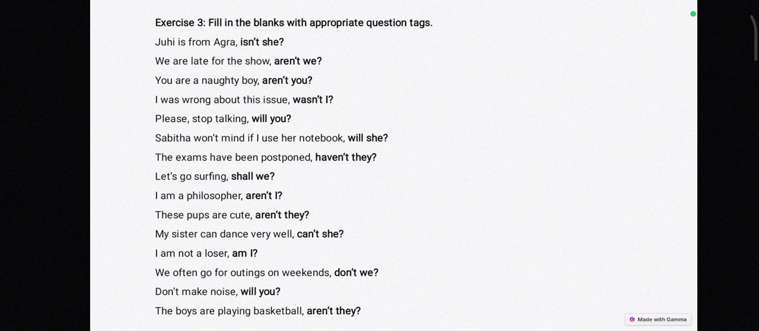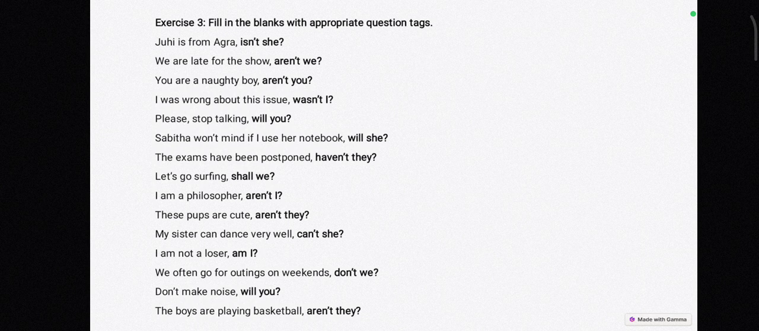Let's go surfing. Sentences starting with let's will have a tag shall we. I am a philosopher. Aren't I? We don't use amn't I, we use aren't I. These pups are cute. Aren't they? My sister can dance very well. So negative form of can, can't. Can't she? I am not a loser. So the sentence is in negative. You have to make the question tag positive. Am I?